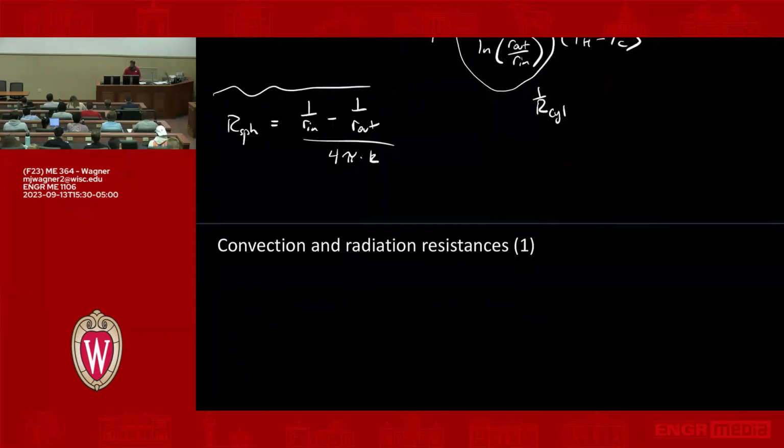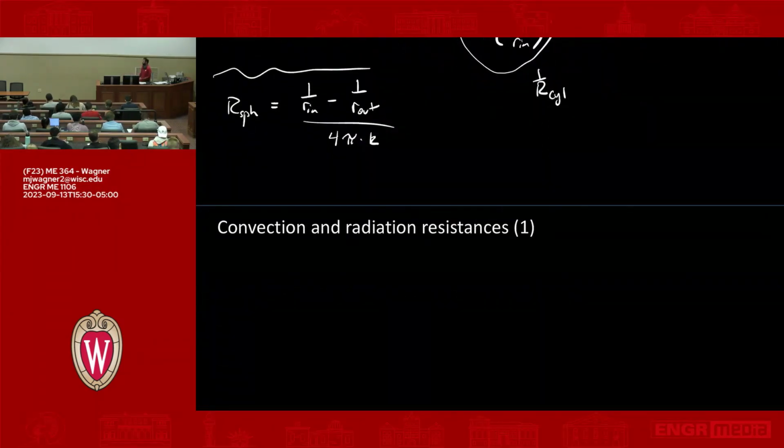All right, so let's talk about convection and radiation resistances. I told you we could do the same thing. So let's get through at least the convection part. We'll see how far we get. All right, so let's go back to the convection rate equation, Newton's law of cooling, and that is Q dot equals h bar A_s (T_H minus T_C).